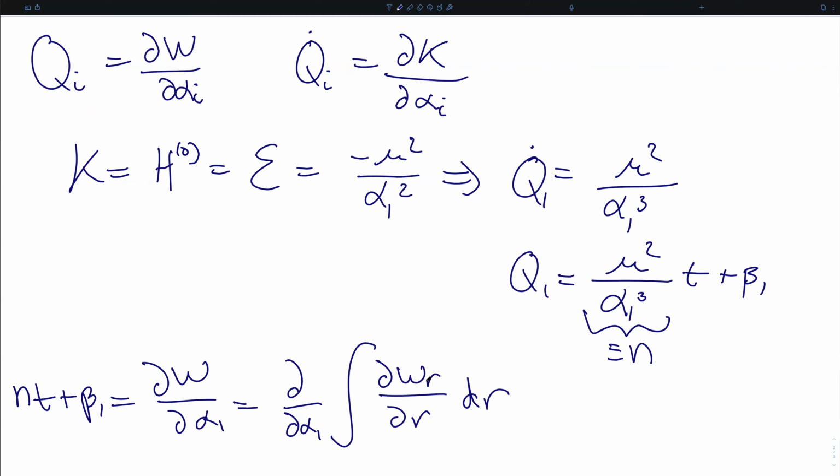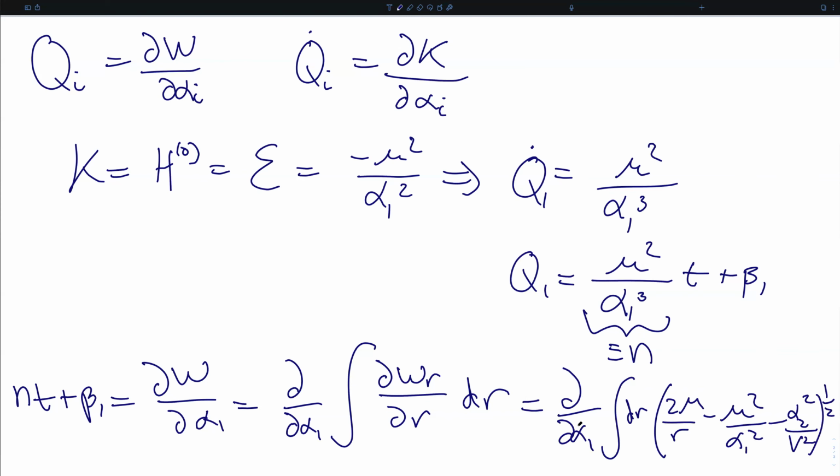But remember, we've shown that W is fully separable, and the only piece of W that has any alpha 1 terms in it is the W_r piece. And so this can further be rewritten as, that is, the partial in alpha 1 of the derivative with respect to dr of the quantity 2 mu over r minus mu squared over alpha 1 squared minus alpha 2 squared over r squared, the whole thing square rooted.